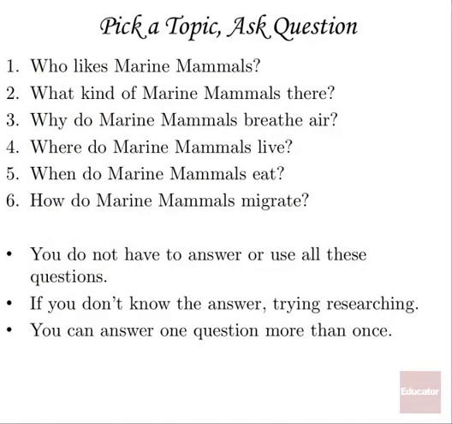So, let's ask some questions here. I'm going to go with marine mammals, and then I'm going to ask interrogative questions to form a thesis. So, who likes marine mammals? What kinds of marine mammals are there? Why do marine mammals breathe air? Where do marine mammals live? When do marine mammals eat? And how do marine mammals migrate?